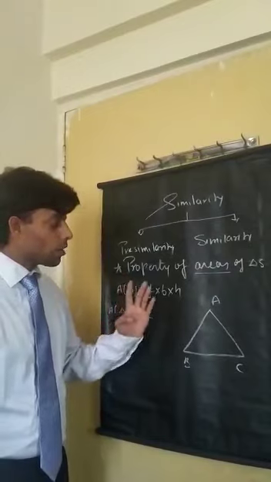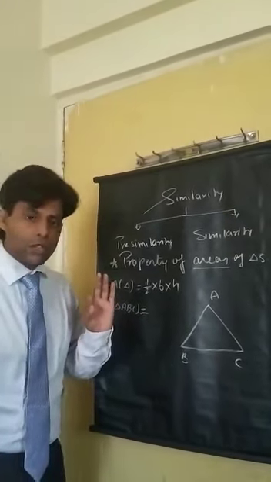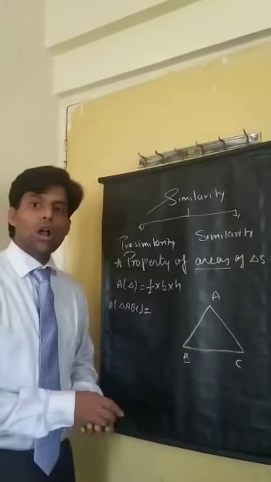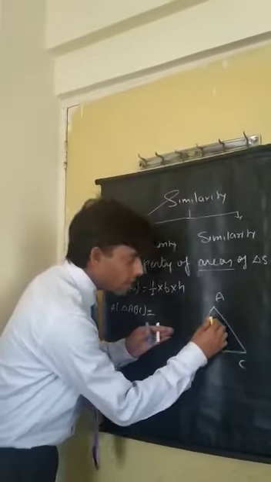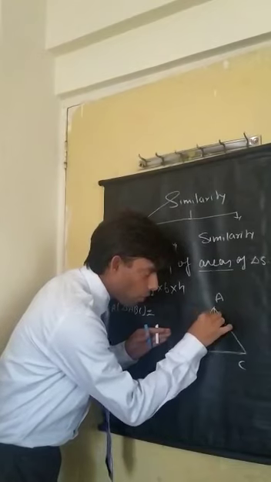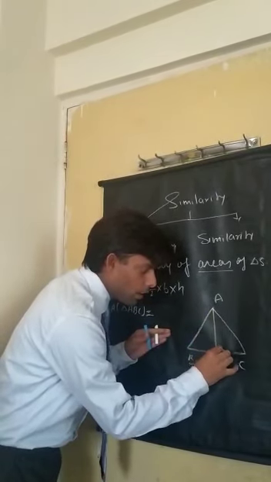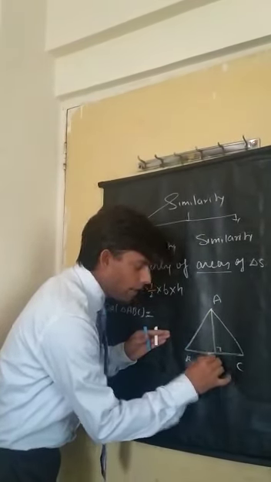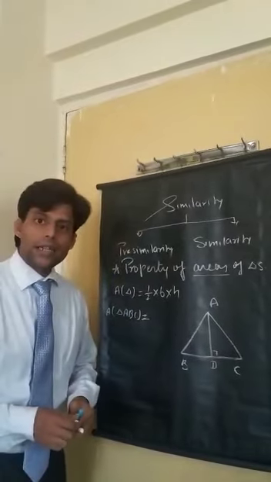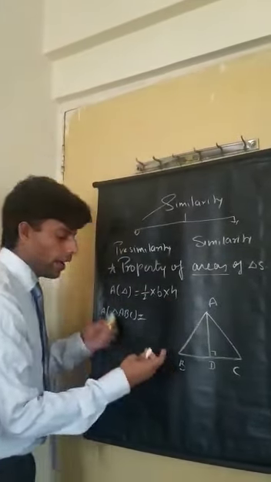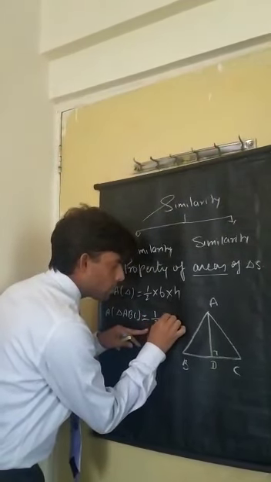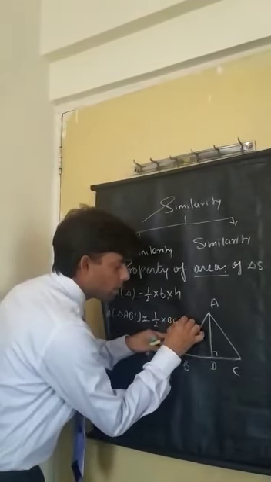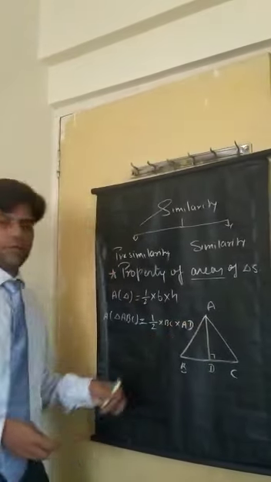So right now the height is not there. Remember it always, students: the height will always be drawn from the opposite vertex. So if BC is the base, its corresponding height will be drawn from A. Let me name this as point D. So BC is the base and its corresponding height is AD. So area of triangle ABC becomes half into BC into AD.